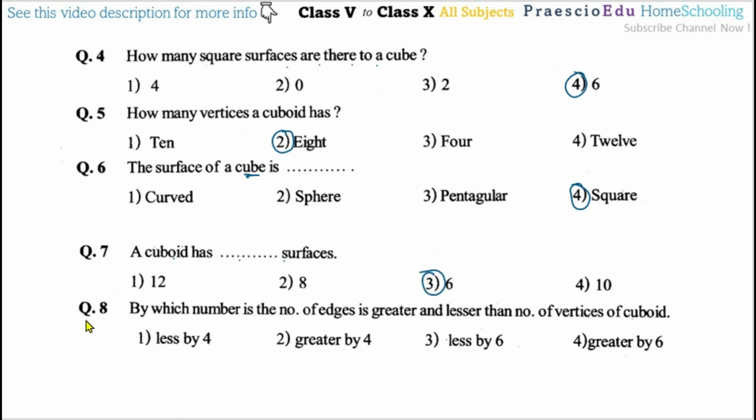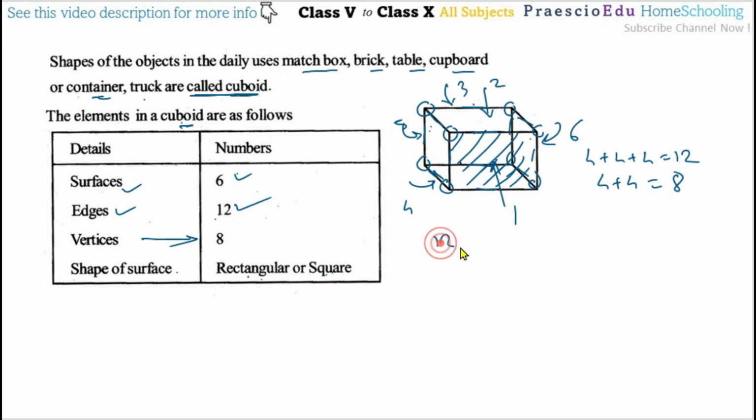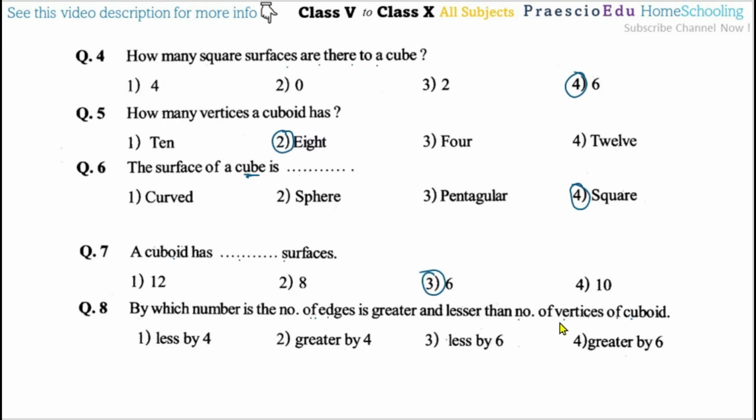Then question number 8. By which number is the number of edges greater or lesser than the number of vertices of a cuboid? In a cuboid, there are 12 edges and 8 vertices. How much greater in number? 12 minus 8 is 4, so greater by 4, which means option number 2 is the correct one.